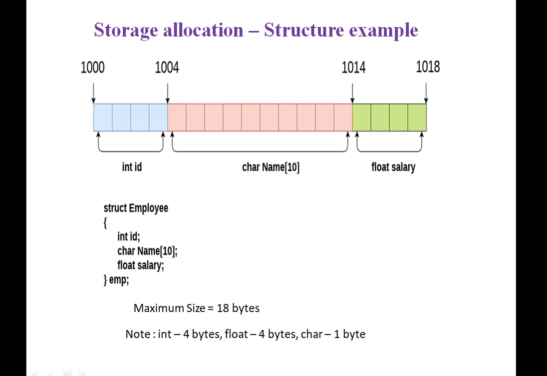Taking a random address, it starts from 1000. The first 4 bytes it will take for the integer. Again the next 10 bytes will be taken for the character array. The next 4 bytes will be taken for salary. For this we are creating a variable called employee. What is the size of the structure? 4 plus 10 plus 4, which is 18. Just have a look at this.